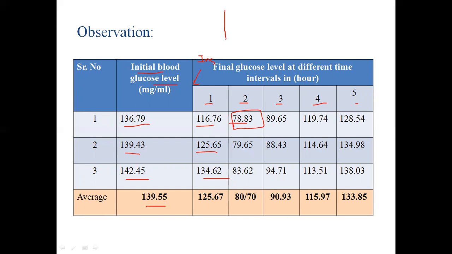So you can plot the graph like this. This is 1 hour, 2 hour, 3 hour, 4 hour, and 5 hour. This is your blood glucose level. This may be 50, then this may be 100, this may be 150.